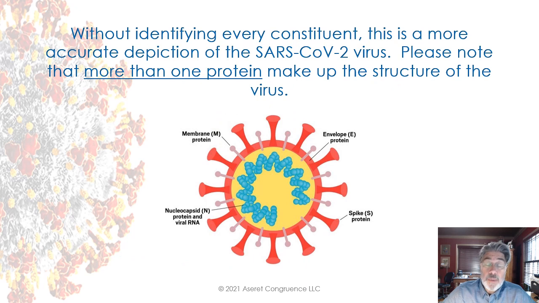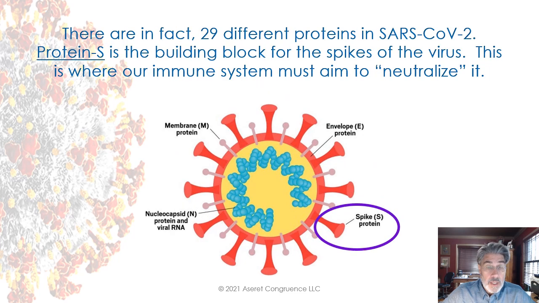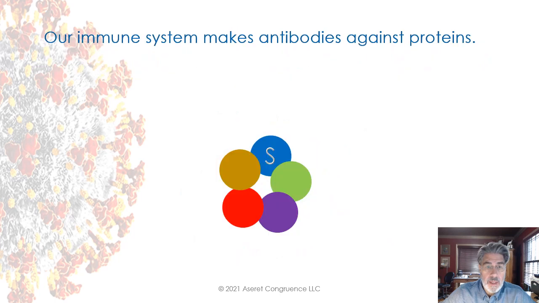Now, this is a more precise depiction of what the virus really looks like. Just note one thing: the many proteins that are present on its surface. There's more than one. So there are, in fact, 29 different proteins on SARS-CoV-2. Remember this, though. It's only the one that's called protein S for the spike of the virus that really makes a difference, that really counts in our response, our immune response to the virus.